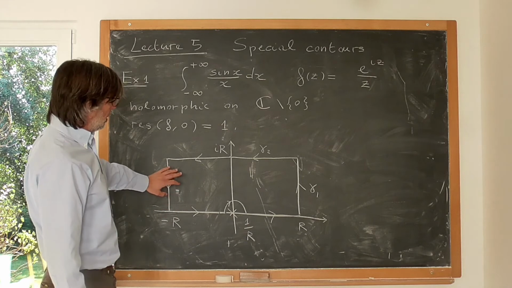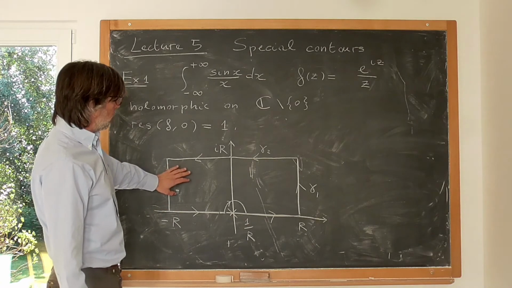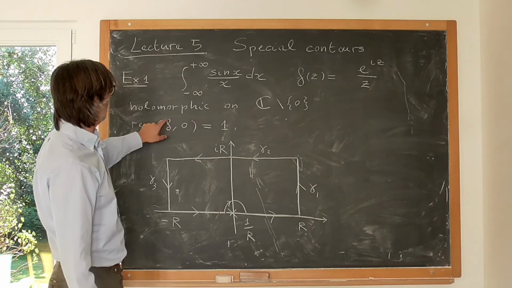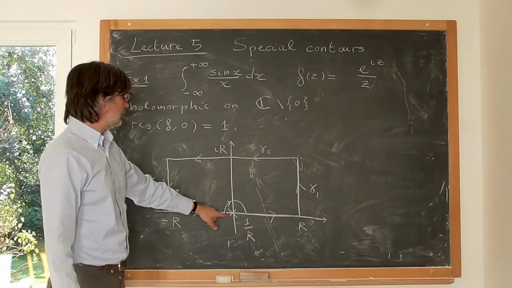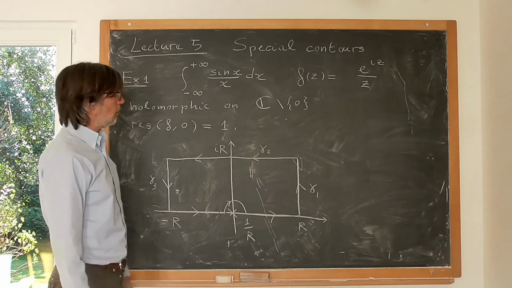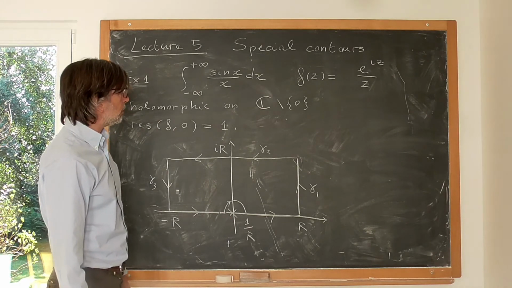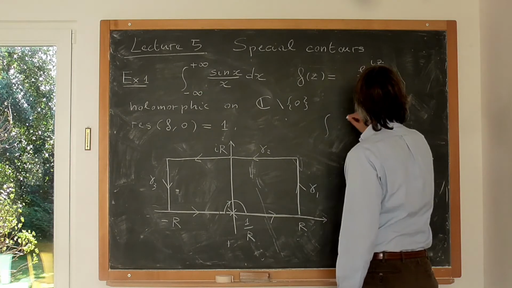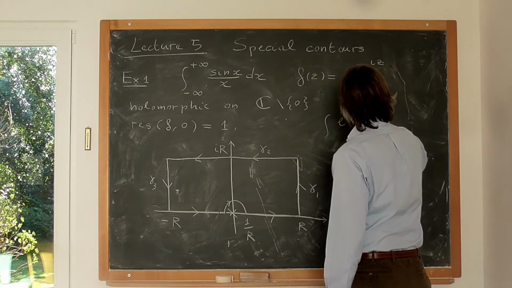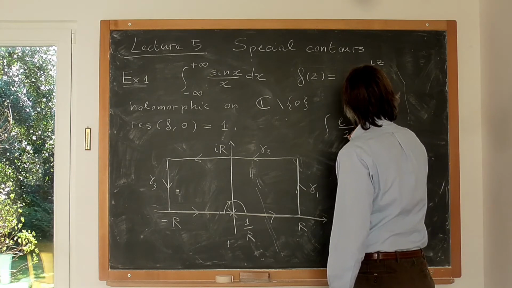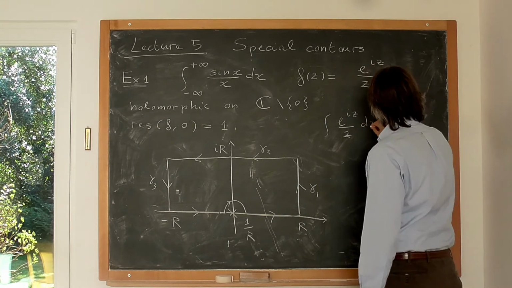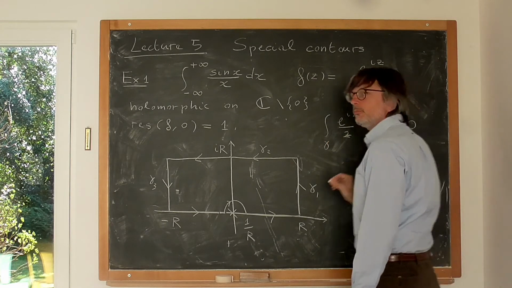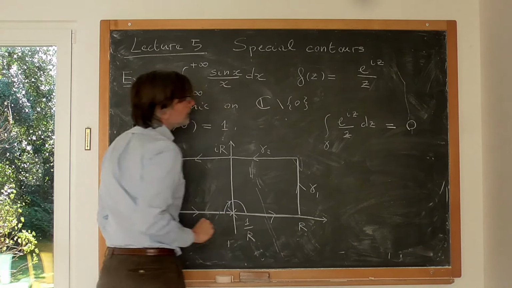Now, this contour encloses no singularities. The only singularity of our function is at 0, and this is outside of the region bounded by the contour. So we can say that the integral of our function e to the iz divided by z dz on this contour gamma is 0. This we know.